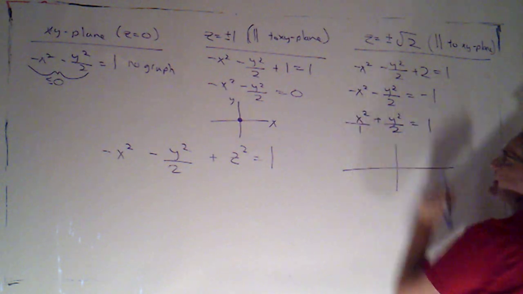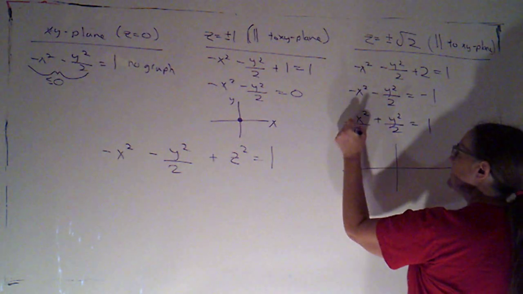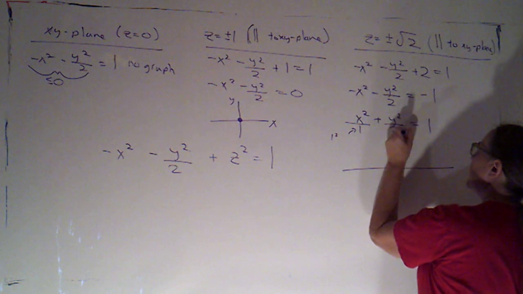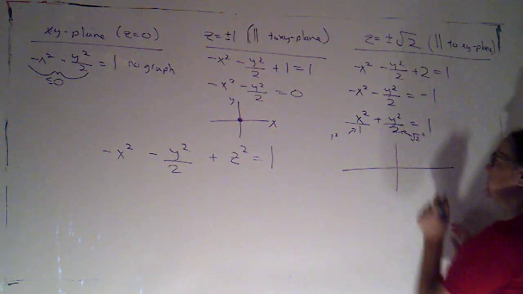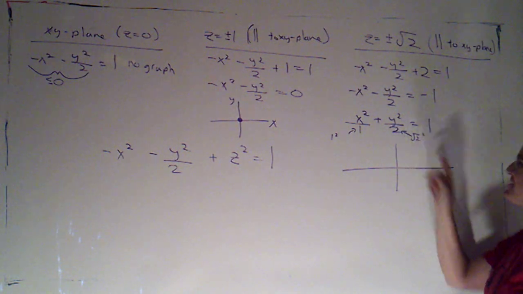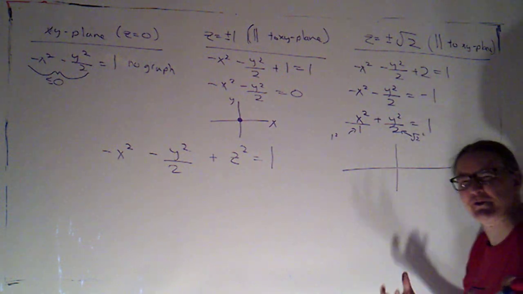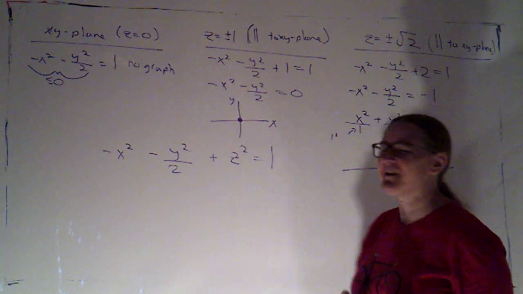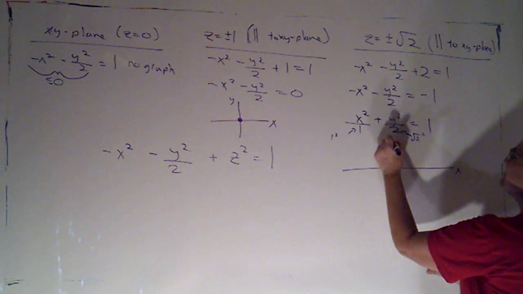I'm going to write that x squared is x squared over 1. So that's 1 squared, and 2 is root 2 squared. This is the first example I've given you where I didn't give you a really nice perfect square in the denominator. We can handle it.